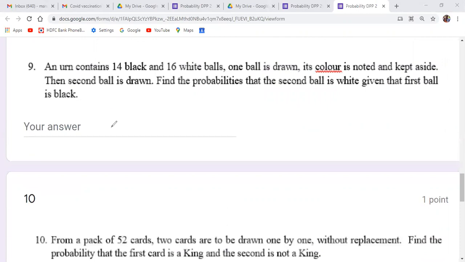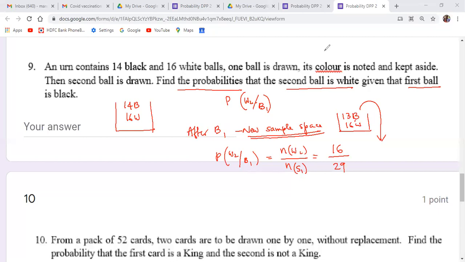Okay, now let's have a look at the same question. Same question, 14 black, 16 white. Can you do it yourself? Put your answer on this thing. That's good. So is it fine with everybody? Let's go to the next question. Now question number 10.